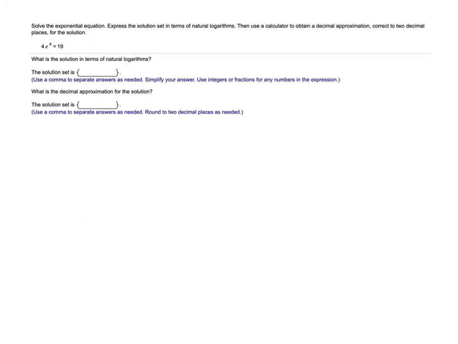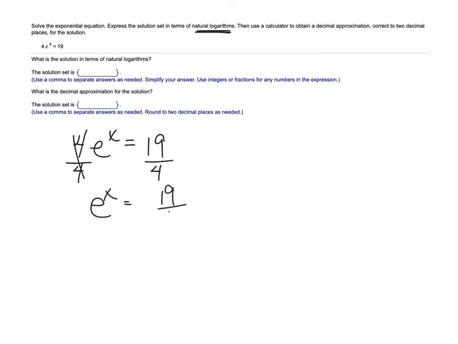Okay, for this example, we are to solve the exponential equation, express it in terms of natural logs, and use the calculator to obtain the decimal approximation within 2 decimal places. All right, this is just like the last one. If you notice, we have 4 e to the x equals 19. So we're going to take the natural log of both sides, because they specifically said to put it in terms of natural logs. But before I take the natural log, I'm going to get rid of the 4. I can divide it out and get e to the x equals 19 over 4.